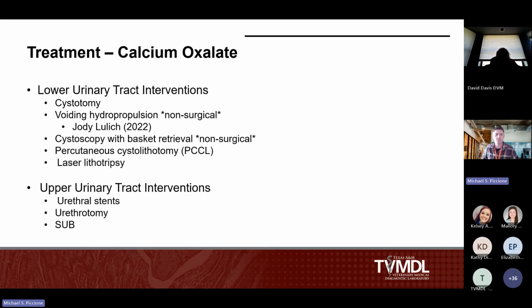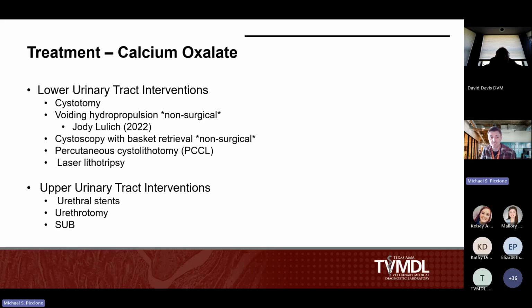Next up, we have a procedure called a cystoscopy with basket retrieval. This is a technique that uses a very small endoscope that we place retrograde through the lumen of the urethra into the bladder. These endoscopes have a working channel, so you're able to place an instrument through this working channel, in this case, a stone basket. Once you place that tool through that channel, that basket is able to expand. You can then grab onto the urolith and pull it out through the endoscope. As you can imagine, though, these are for very, very small stones.